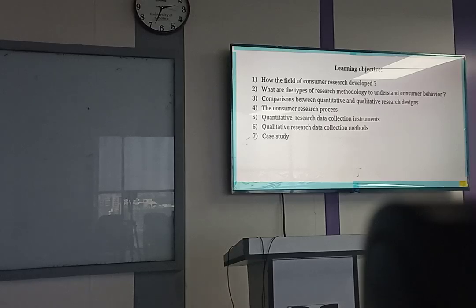So, learning objective. These are the things we will be covering today. In the learning objective, as you can see, there are 7 points. Number 1 is how the field of consumer research developed. What are the types of research methodology to understand consumer behavior? Comparison between quantitative and qualitative research design, the consumer research process, quantitative research data collection instrument, quantitative research data collection methods, case study, differences.